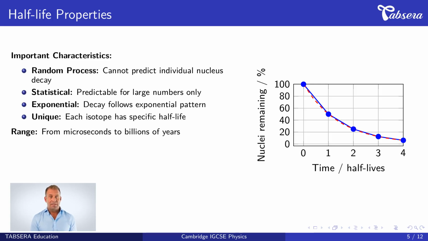The graph shows this clearly. Each half-life period reduces the remaining nuclei by exactly half. Fourth, each isotope has a unique half-life. Carbon-14 has a half-life of 5,730 years, while uranium-238 has 4.5 billion years. The range varies enormously, from microseconds for some artificial isotopes to billions of years for naturally occurring ones. The blue line shows actual data points, while the red dashed line shows the theoretical exponential curve.